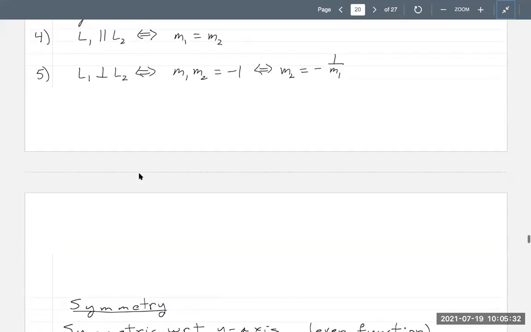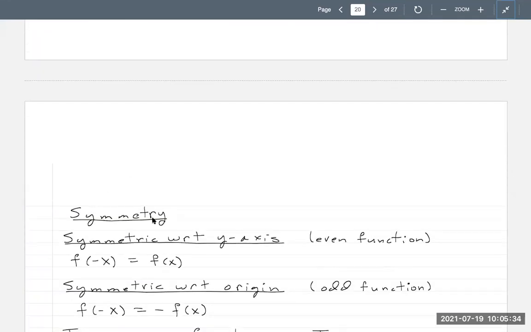Symmetry. So let me give you some symmetry. We're going to do this symmetry for functions, which means that we'll only have two symmetries to look at, rather than seeing if it's symmetric about the x-axis. Obviously, if we're talking about a function, it is never symmetric about the x-axis.